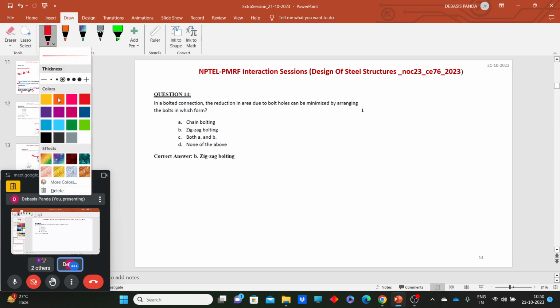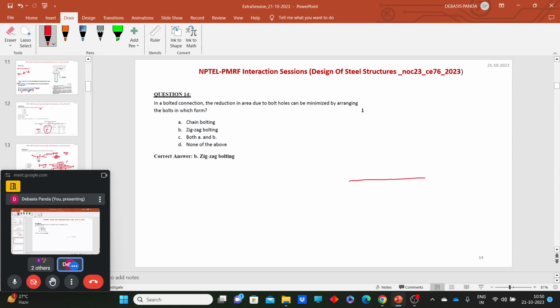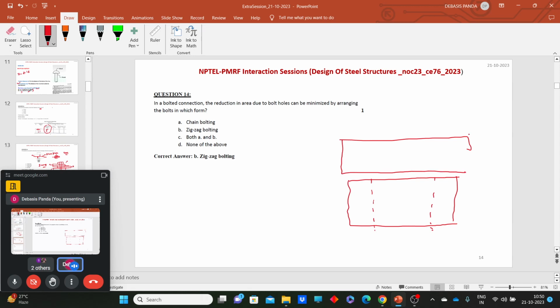So let's quickly spend one or two minutes here. Let's say we have two plates. I will explain the stress distribution with respect to the reduction of area. Say for example, we have two cases. Say we have a lap joint, and we have two rows of bolting. The same kind of joint.